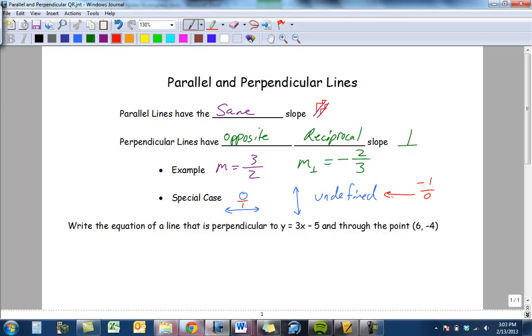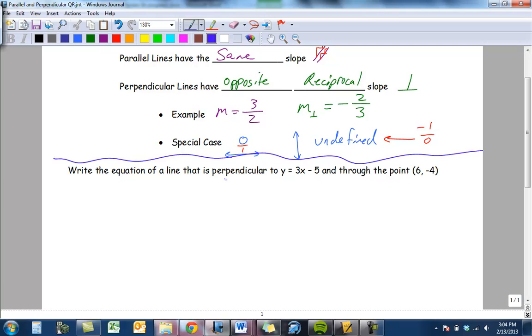So one thing that you should know is that horizontal line is 0, vertical is perpendicular to horizontal, and the slope is undefined. Now, let's do another example here. Write the equation of a line that is perpendicular to this line here and goes through this point. Just like with writing the equations of any lines, let's start with point-slope form. And in order to do point-slope form, you need a point, which they gave us. The point is 6, -4.